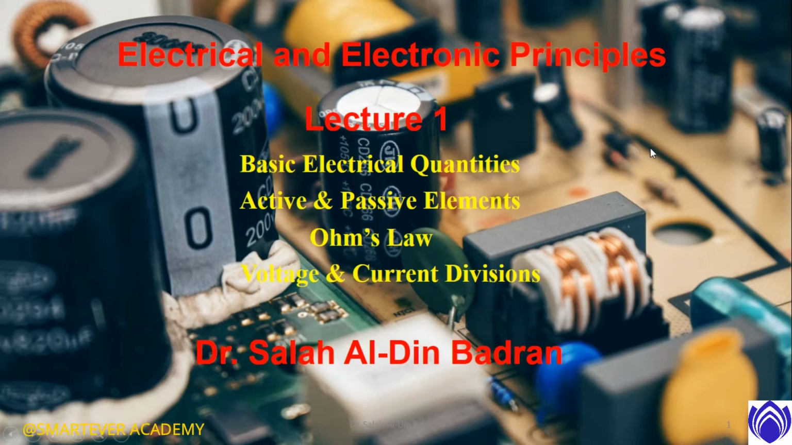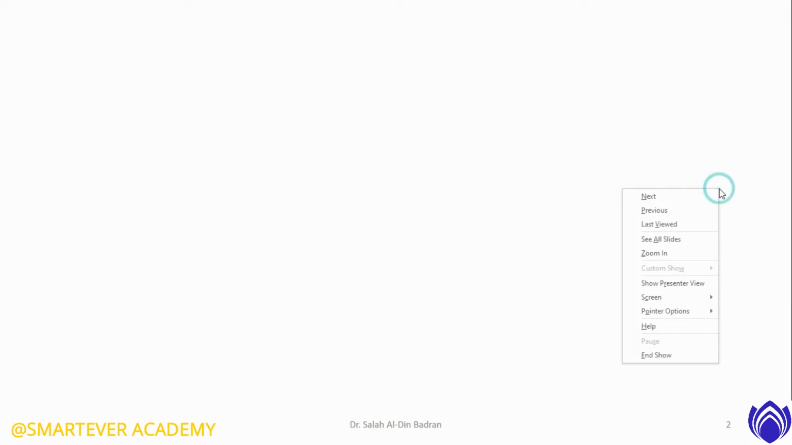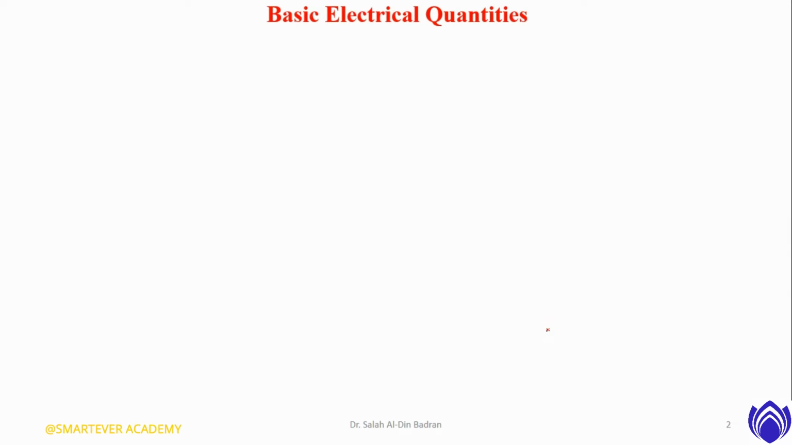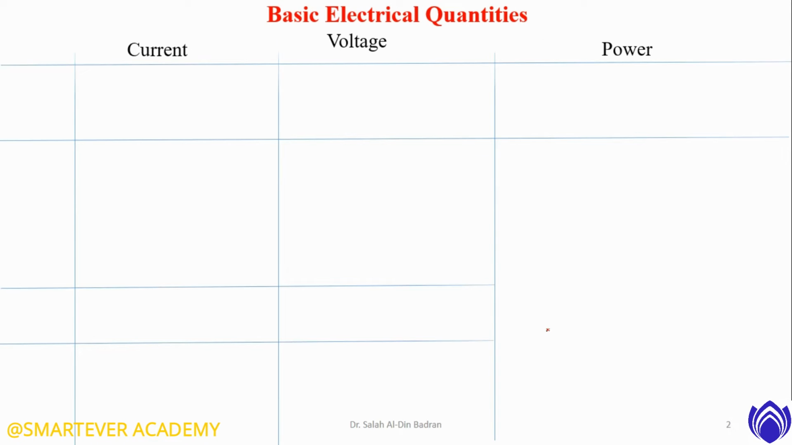In lecture 1, we will talk about four things: basic electrical quantities, active and passive elements, Ohm's law, and voltage and current divisions. We start with the basic electrical quantities. We have three basic electrical quantities: current, voltage, and power. We will define each of them.